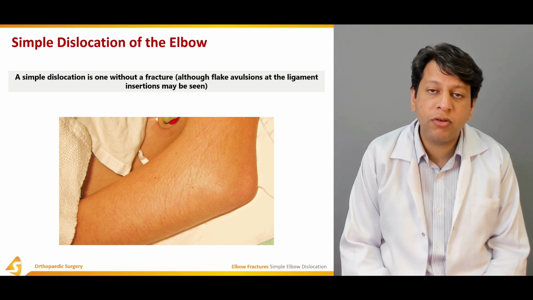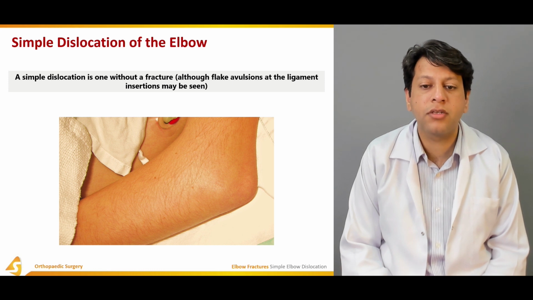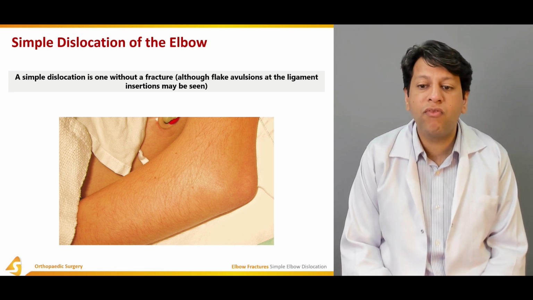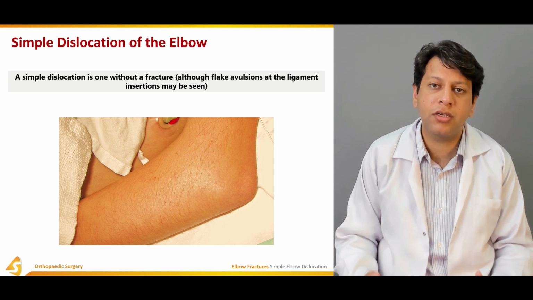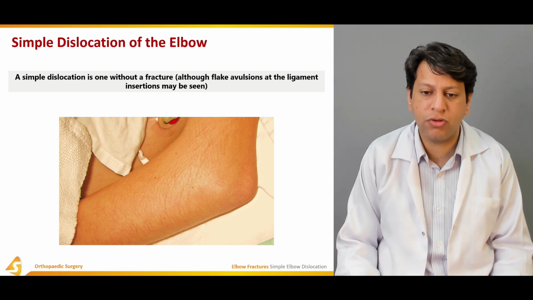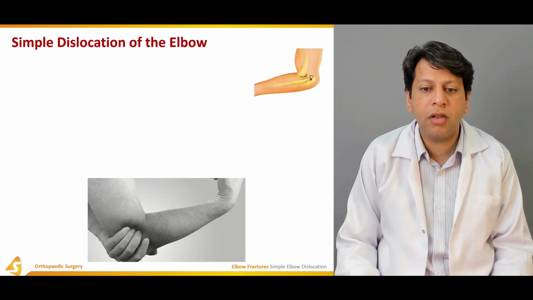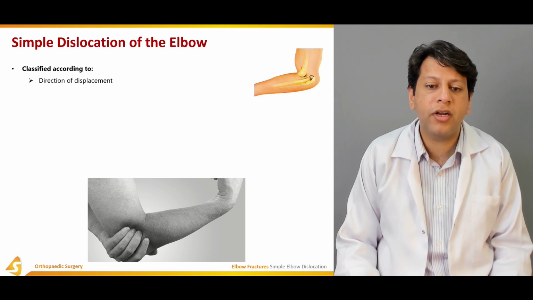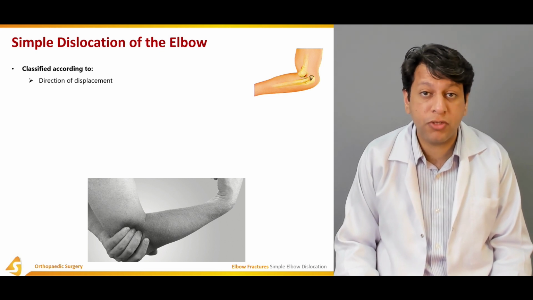If it's associated with fracture, it becomes a complex elbow dislocation. Although flake avulsions of the ligamentous insertions may be seen, that does not preclude it from being a soft tissue injury, and does not make it a complex fracture dislocation. Simple elbow dislocation is mainly classified on the basis of direction of displacement.